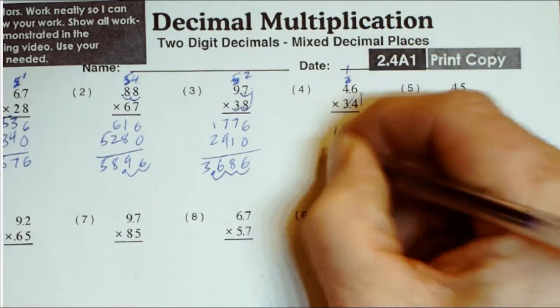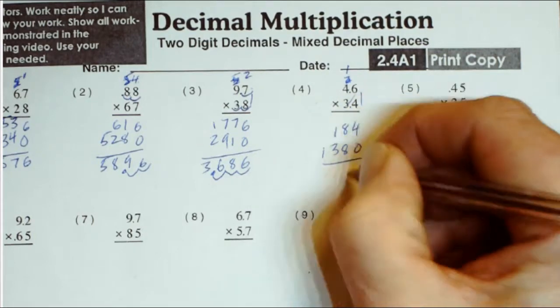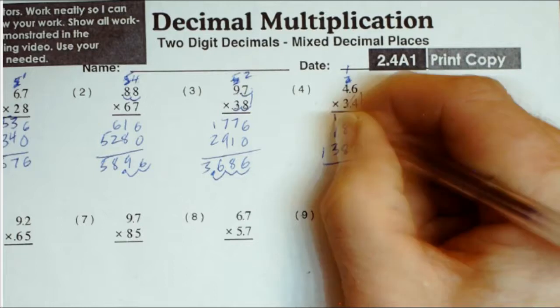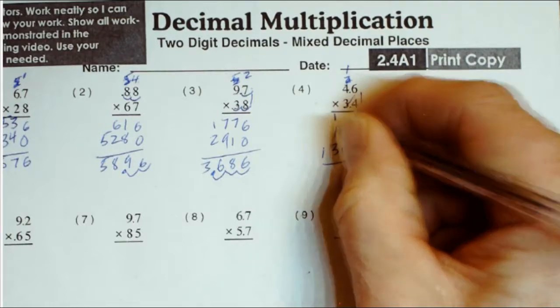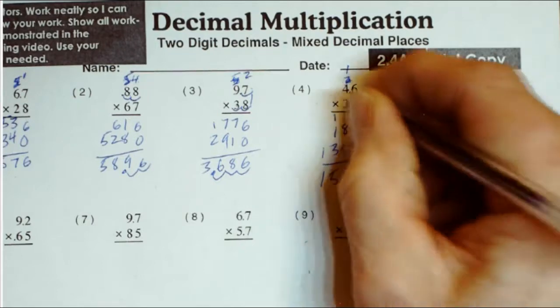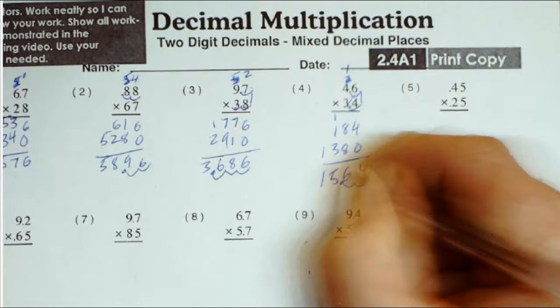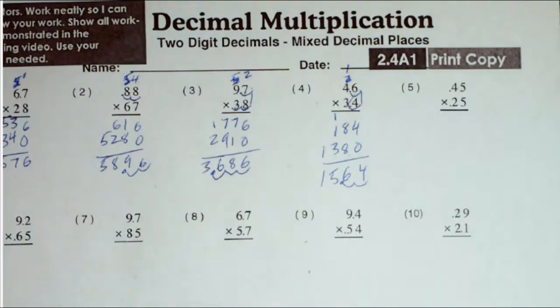Plus 1 is 13. We've got 4 when we add them up. 8 plus 8 is 16. Here's the 6. Here's the teen. There's 1, 2, 3, 4, 5, and 1. You've got 1 decimal, 2 decimals. 1, 2. 15.64 is your answer.